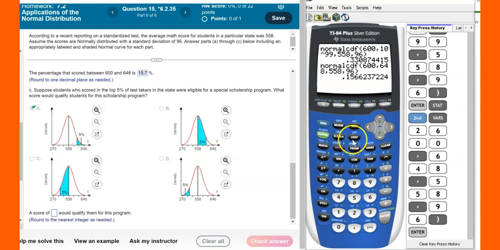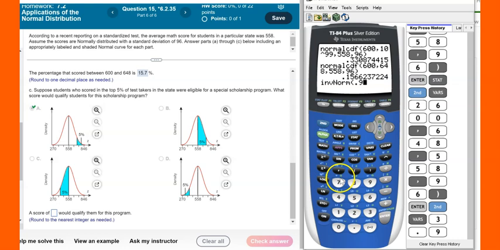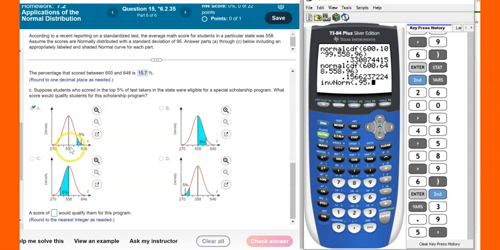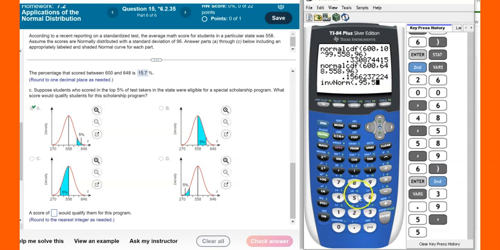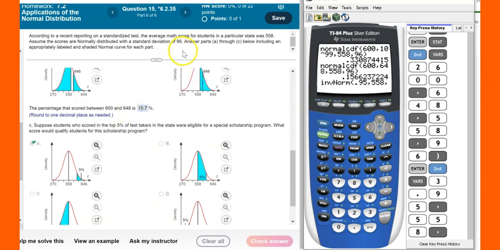Therefore, I'm going to go to inv norm, and I have to use the left area. The right area is 5%, which is 0.05, so the left area is going to be 0.95. Notice that this white area is 0.95 as a decimal. I'm going to use inv norm, which is number 3 here, with left area 0.95, comma, the mean is 558, comma, standard deviation is 96.